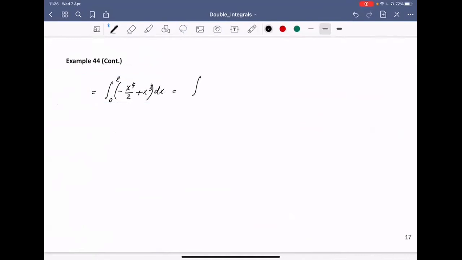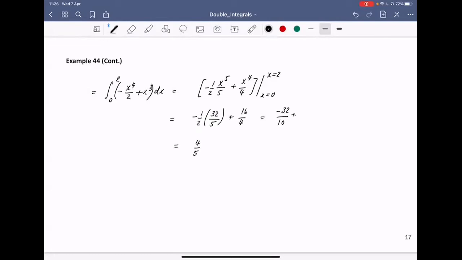The integral of, well, let's integrate that. So you're going to get negative 1/2 x to the 5th power over 5 plus x to the 4th power over 4. And then you evaluate at x equal to 2 minus x equal to 0, which gives negative 1/2 times 32 over 5 plus 16 over 4, which is 4 over 5. Well, I did it too fast, but you can try it at home. That is 16 over 20, or 4 over 5.